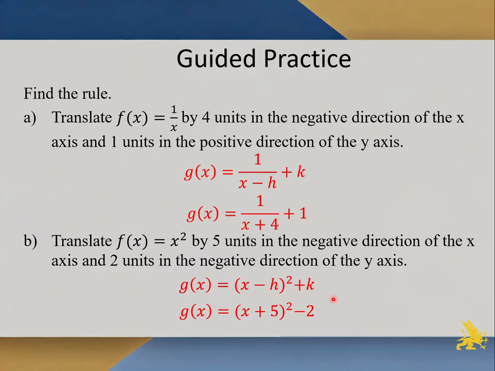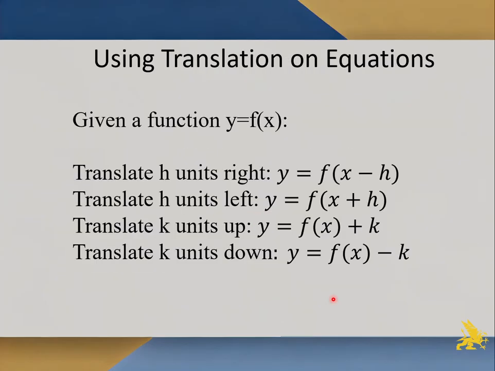So based on what we've done, we're going to connect it to a different form. What you'll notice is if it's affecting our horizontal, it's going to be affecting x, which is why it's in the bracket here. If we are talking about vertical, it's always going to be on the outside of f of x.